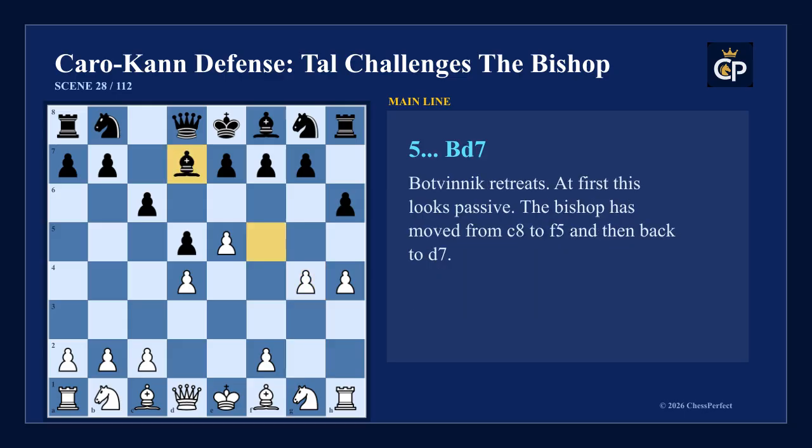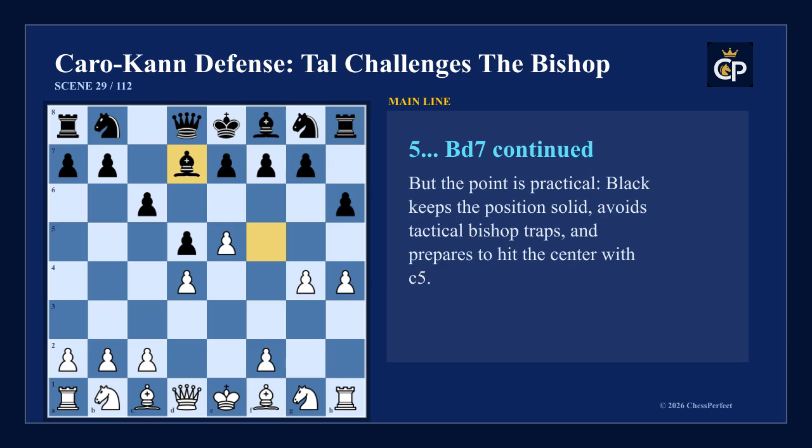Bishop d7. Botvinnik retreats. At first this looks passive. The bishop has moved from c8 to f5 and then back to d7. But the point is practical. Black keeps the position solid, avoids tactical bishop traps, and prepares to hit the center with c5.